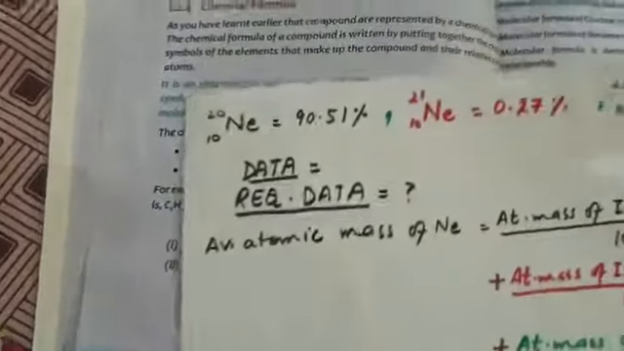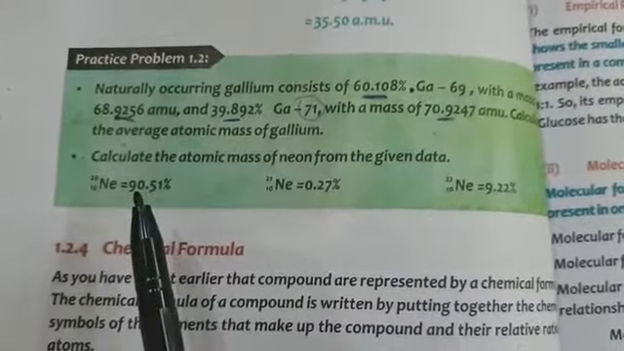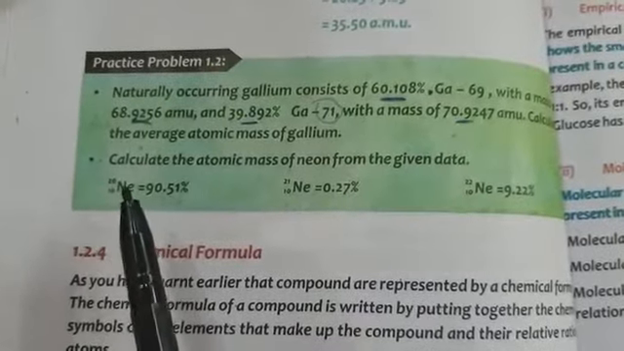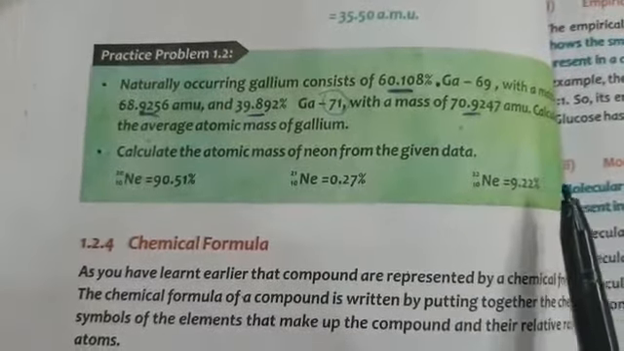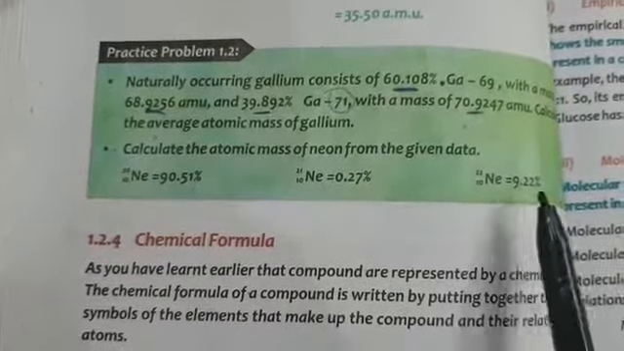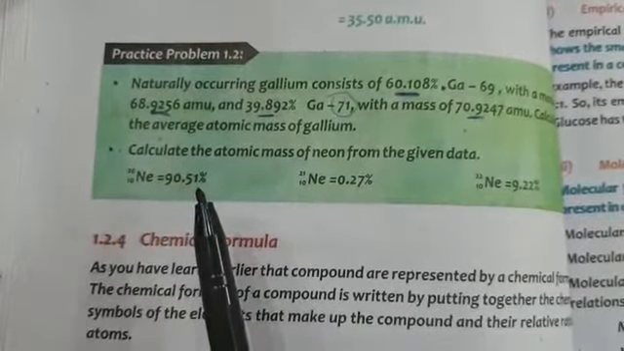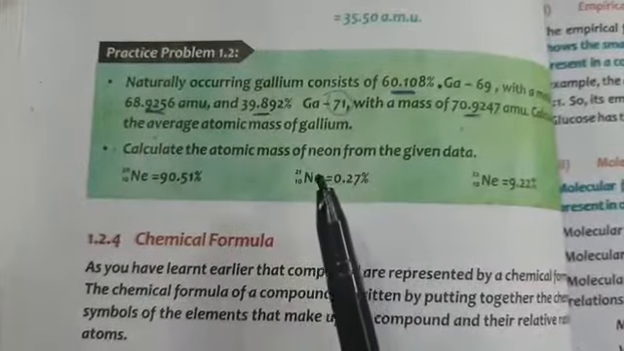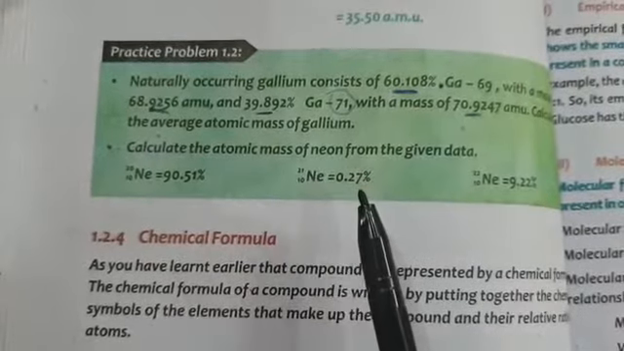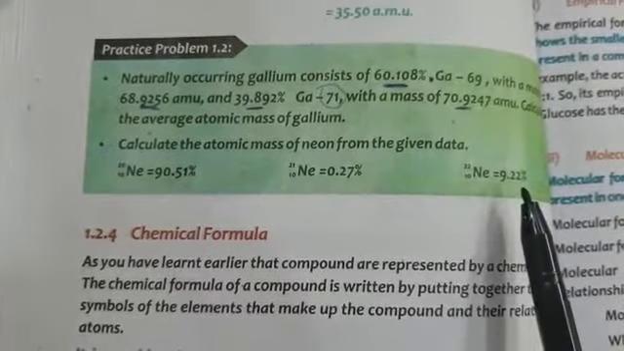Now coming to the second numerical, which is for neon. You can see that we have some data about the numerical. We have 1, 2 and 3 isotopes of neon. This is the first isotope, second isotope and the third isotope. The 20 figure indicates the atomic mass of the first isotope and its percentage abundance. 21 is the atomic mass of the second isotope and its percentage abundance. 22 is the atomic mass of the third isotope and its percentage abundance.